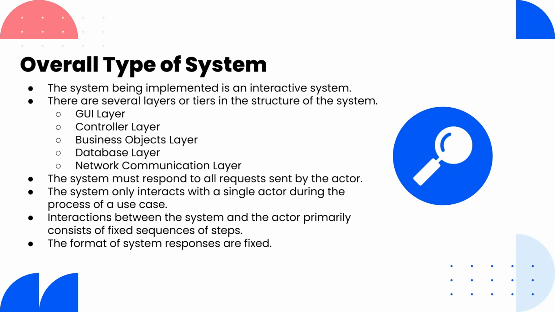Our system only interacts with a single actor, a single user more specifically, but there are other actors, which are the subsystems in our system, and that happens during the process of a use case. And these interactions follow a relatively fixed sequence of steps between the actor and the system, and the format of the system responses are fixed. So every time you go to create a Google form for the Outstanding Student Awards, the system response is relatively the same. Same for scholarship acceptance letters and for creating scholarship criteria.